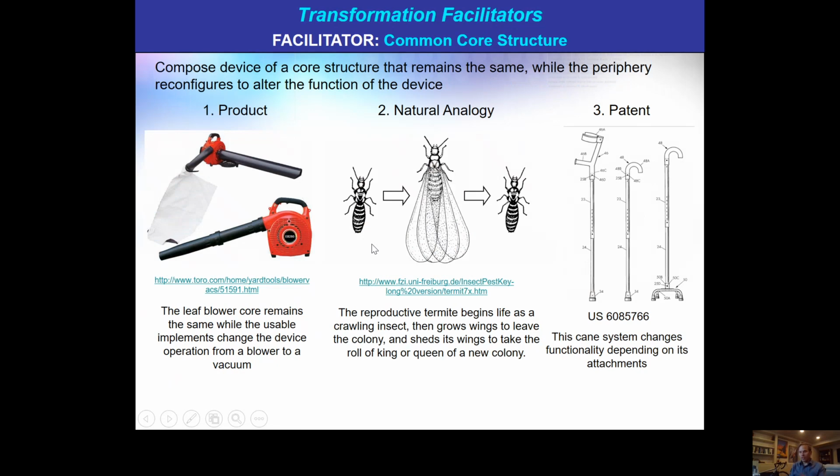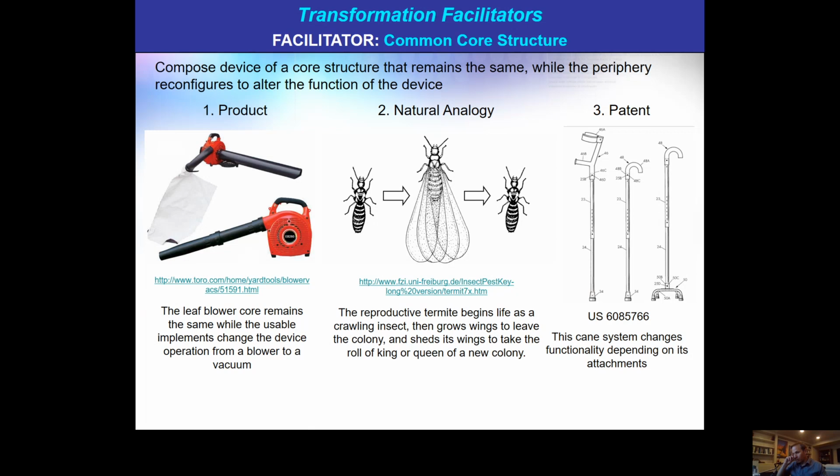Okay, so let's talk about facilitators now. These are different than the principles. These allow us to do the transformation. So I just mentioned one already, and that's the one on the slide. I'm not going to talk about each one. There's almost 24, but one that's very common is this one called common core structure. So I gave you that example already with the screwdriver.